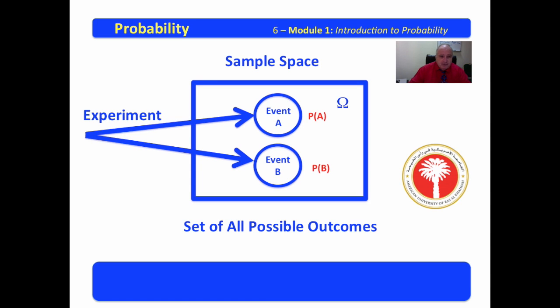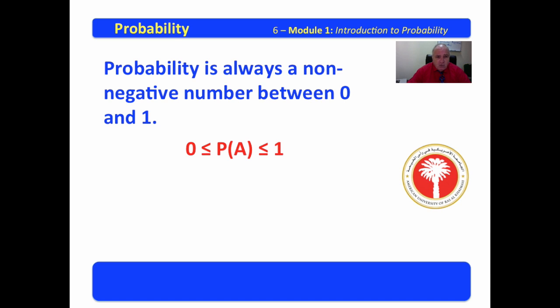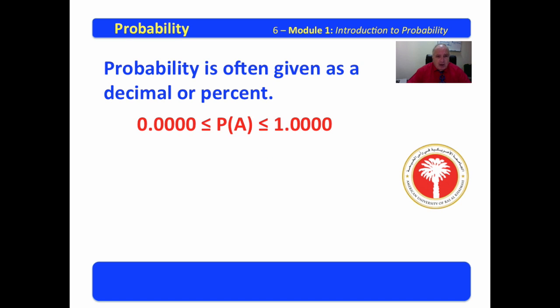Let me draw you a picture. In this picture, again, we have the sample space. We have an experiment that may lead to one of two events, event A and event B. The probability of A is the likelihood of event A occurring, and the probability of B is the likelihood of event B occurring. Now, the probability is always a non-negative number between 0 and 1. In other words, 0 is less than or equal to P(A), which is less than or equal to 1. The probability is often given as a decimal or a percent.